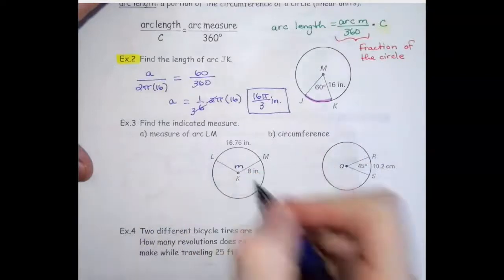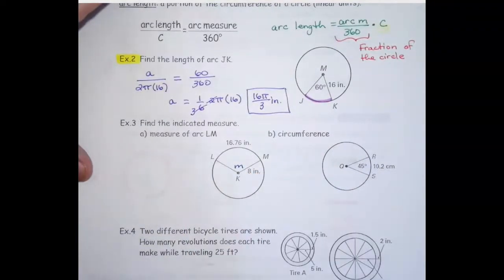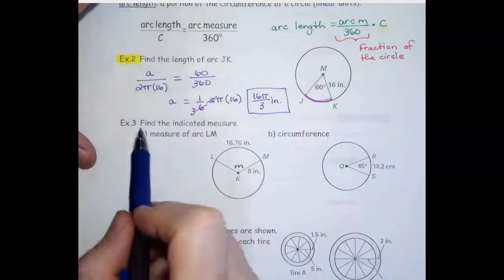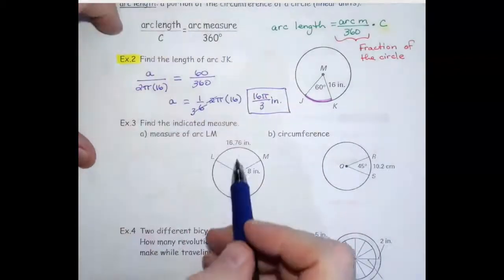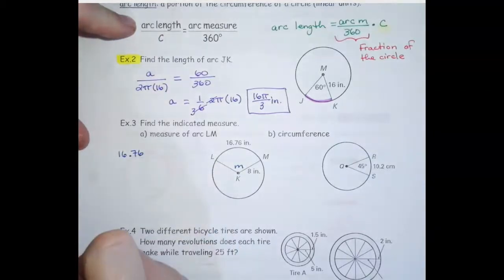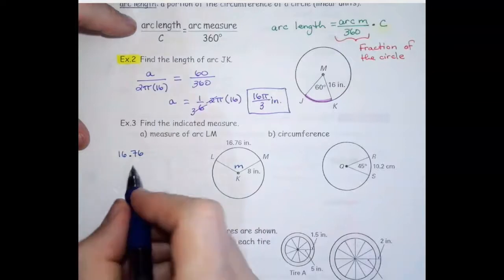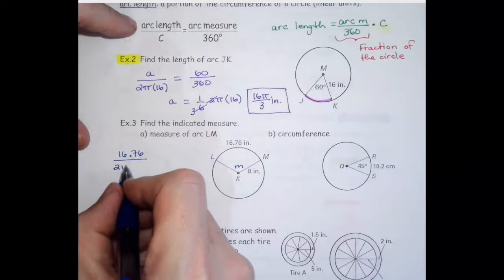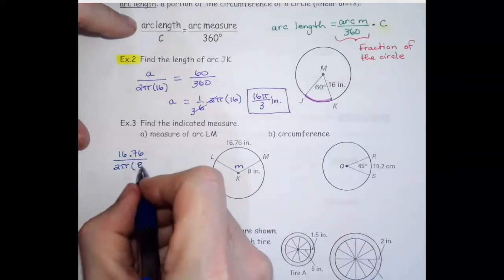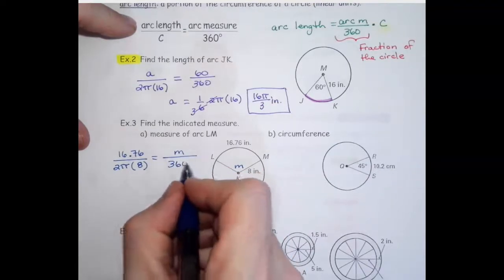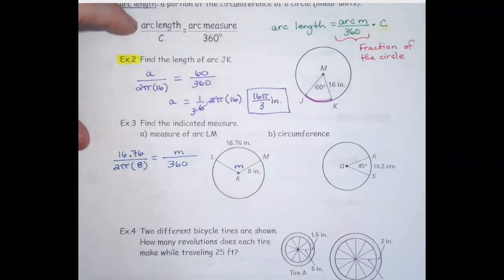I'm trying to find the measure of the arc, the degrees. So we have the arc length. If you want to set it up the same way here, usually I try to keep the variable in the top left, but if we set it up just the way it is here, this would be 16.76 over the circumference, which is 2 pi r, equals the measure that we were just talking about over 360.